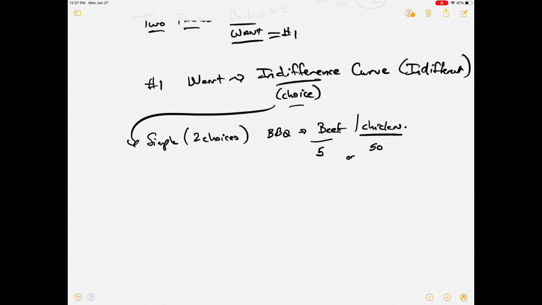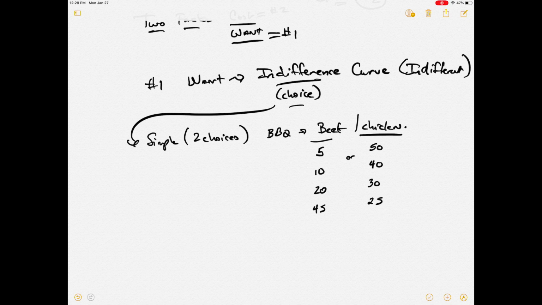And I might go another way. I might say, I just really want some more beef. So then I probably would buy less chicken. So again, keeping it simple. More beef means less chicken. And so if I keep choosing more of one product, I end up choosing less of another. And that's because I'm trying to maintain some level of satisfaction.